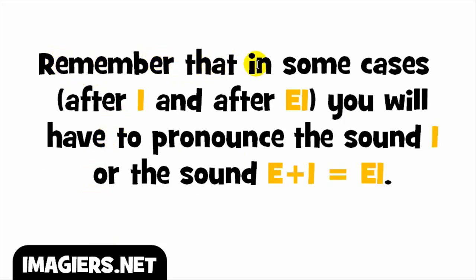All right. Of course, we're talking about the French language, so we've got some exceptions. Remember that in some cases, after I and after E, you will have to pronounce the sound I or the sound E plus I, so the sound E. Let's see the examples here. So you've got I, and in that case, you will have to pronounce I and then the y. So you get fille. Next example is papillon.